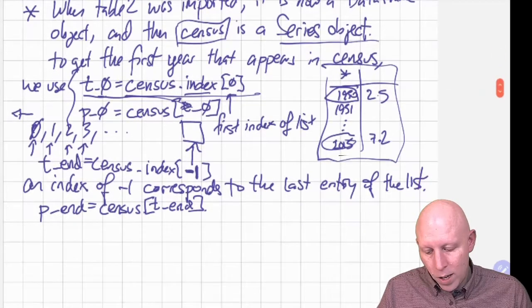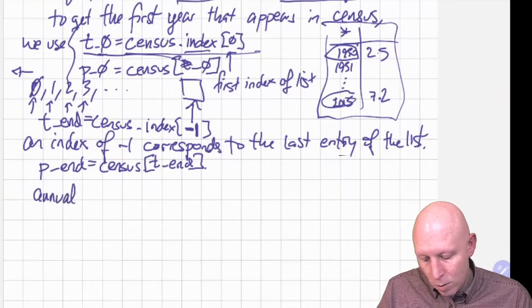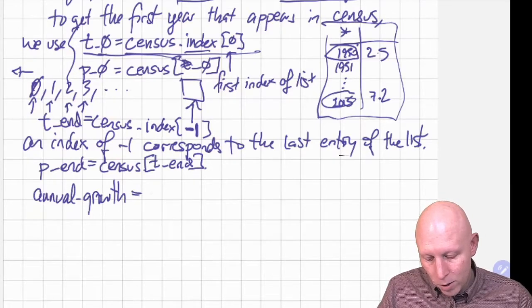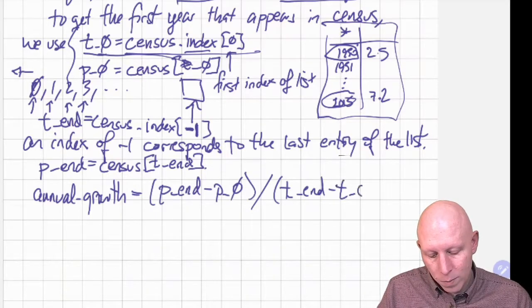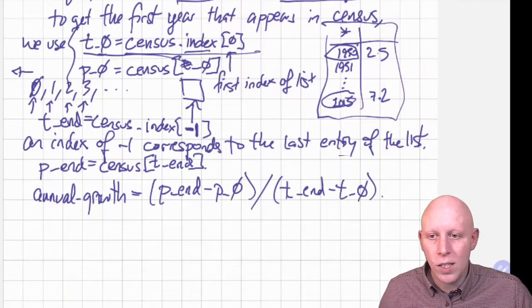All right, and so now this annual change, the annual growth, we can calculate. We have all the tools that we need. It's going to be equal to P_end minus P_0 divided by T_end minus T_0. All right, so now let's go see that in action.